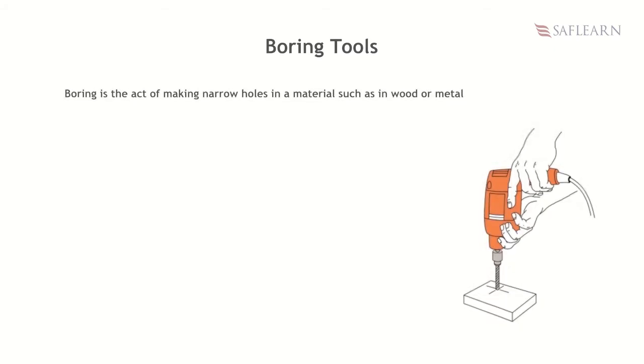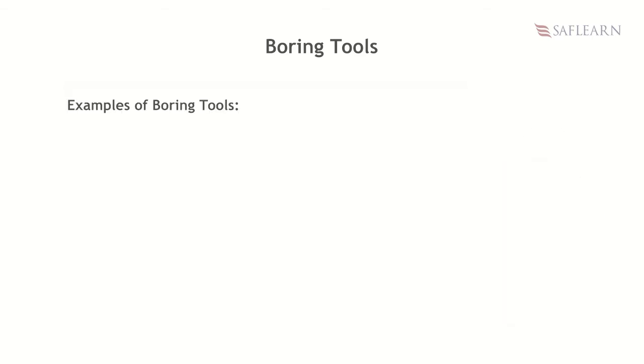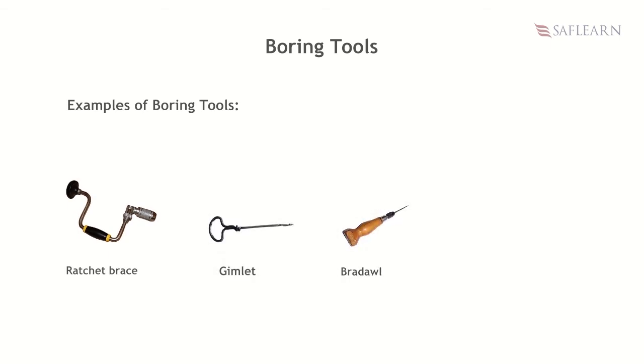Boring tools. Boring is the act of making narrow holes in a material, such as in wood or metal. Holes are bored in materials with tools called bits or drills. Some examples of boring tools are the ratchet brace, gimlet, bradawl, and hand drill.